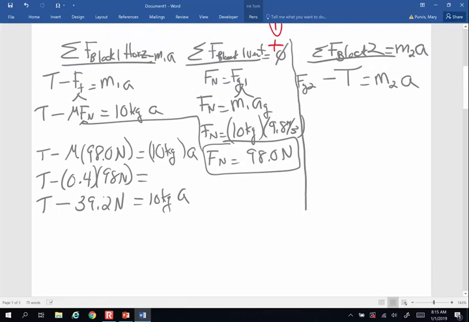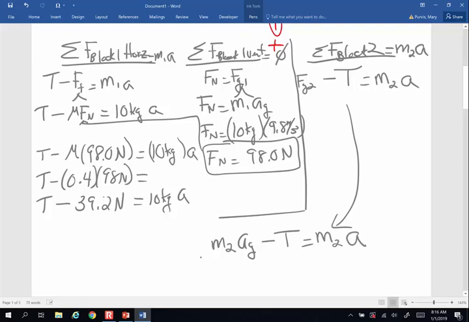So I'm going to go way over here. Actually, I'm going to do it down below, so I've got lots of room to write. Force of gravity on block 2 is going to be mass 2 times the acceleration of gravity minus tension is going to make my mass number 2 accelerate. Mass 2 is 6 kilograms. Acceleration of gravity is 9.8 meters per second squared minus tension, and mass 2 is my 6 kilograms times A.